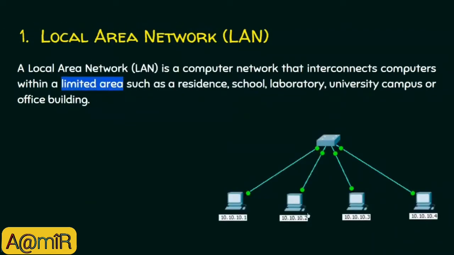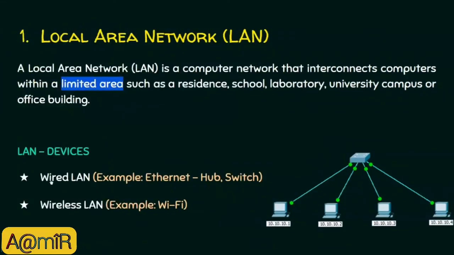Let's take an example. Let there are 100 computers in a network. And this is a school network. Each of these computers are connected to each other with the help of a switch. And we can call this computer network as a local area network. Why? Because all these computers can communicate with each other internally. We can set up LAN in two ways. One is a wired LAN, another one is a wireless LAN.